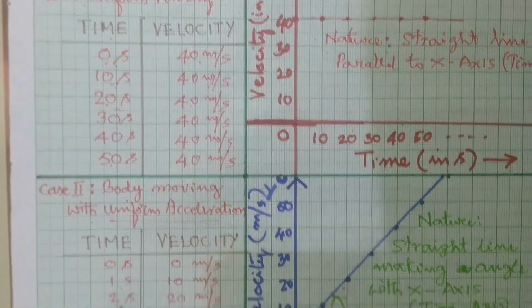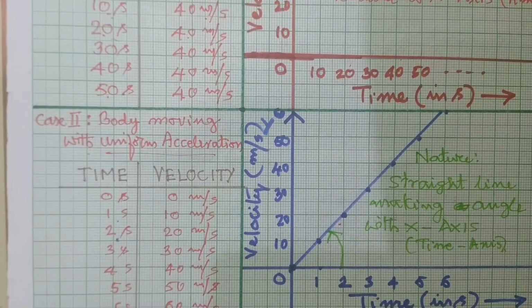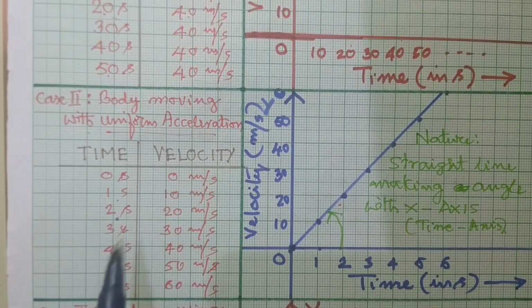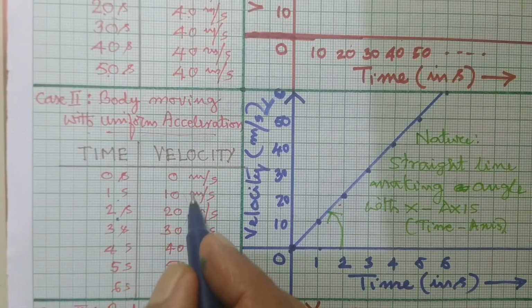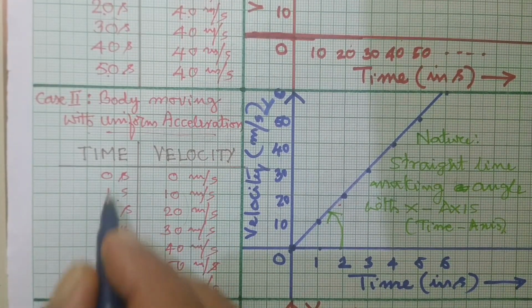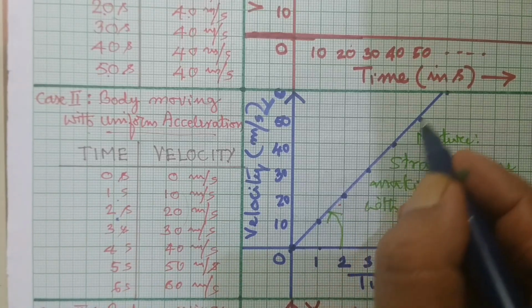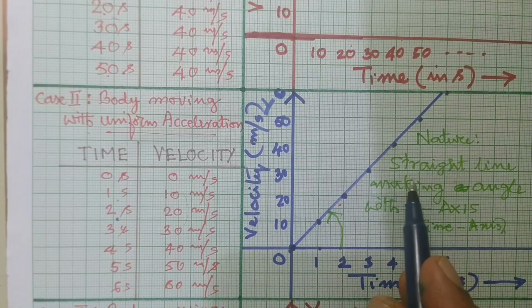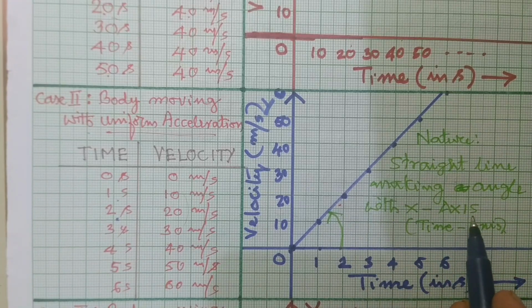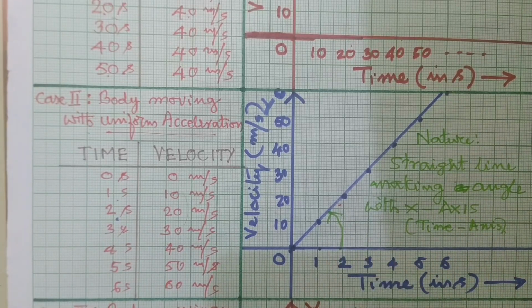Next, second case, body moving with uniform acceleration. If the body is moving with uniform acceleration, velocity increases, you know very well. As the time increases, velocity is increasing. If you draw the graph, we are getting the graph line like this. The nature of the graph line is a straight line making angle with the x-axis. Means this angle I am talking about.